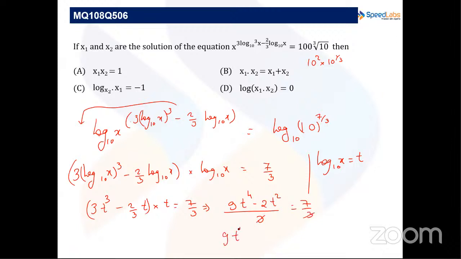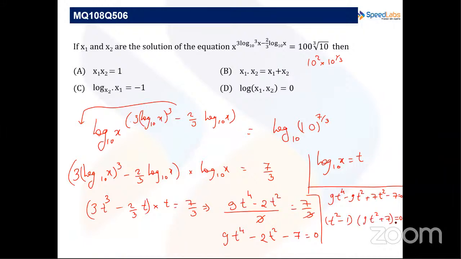So we will be getting a quadratic, or we can say a quadratic in terms of t square. So on splitting the middle term, that will be 9t square minus 7 equals to 0. So we would be getting t square minus 1 and 9t square plus 7 equals to 0. This value can never be 0 because square is a positive quantity and adding positive quantities won't give us 0. So this implies t square equals to 1.